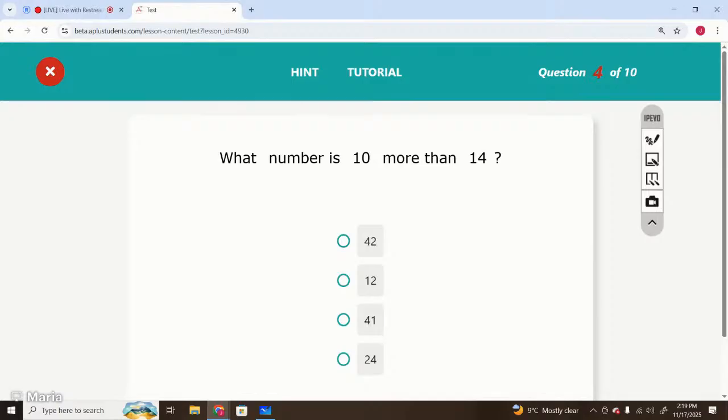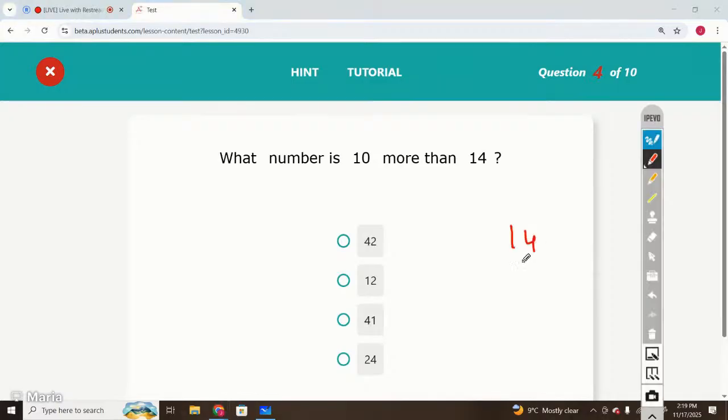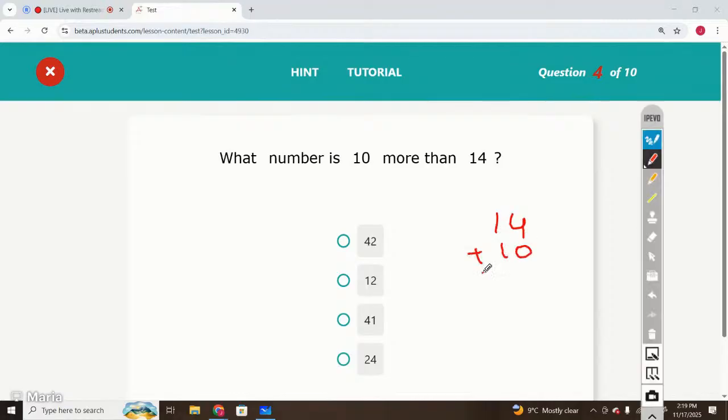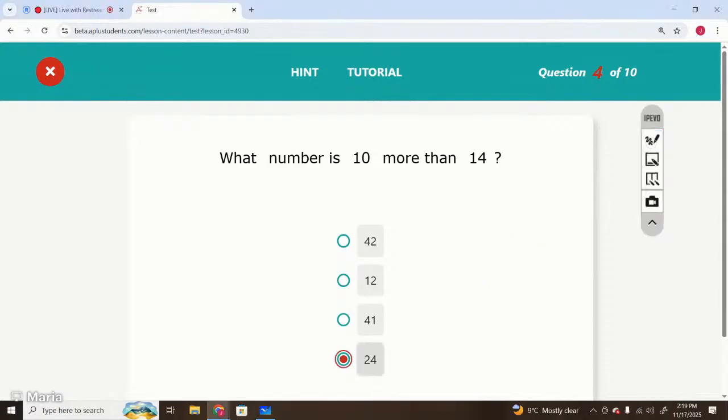What number is 10 less than 14? So subtract 10 from 14. So that is 14 minus 10. 4 minus 0 is 4. 1 minus 1 is 0. So that is, oh, 10 more than 14. Sorry. Add 10 to 14. 14 plus 10. 4 plus 0 is 4, and 1 plus 1 is 2. That is 24. Option number 4 is the correct option. 24 it is.